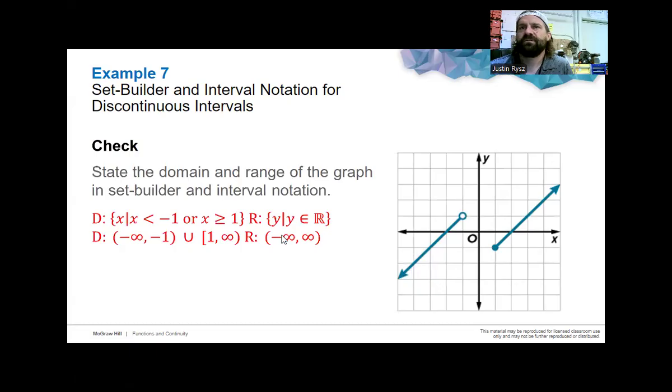All right, the domain should be x such that x is less than negative 1, or x is greater than or equal to positive 1. You can see what it would look like in interval notation. The range is actually all real numbers because we go all the way down up to here, but then we come back. So we do cover every single point. Even though there's a hole here, it does get covered.